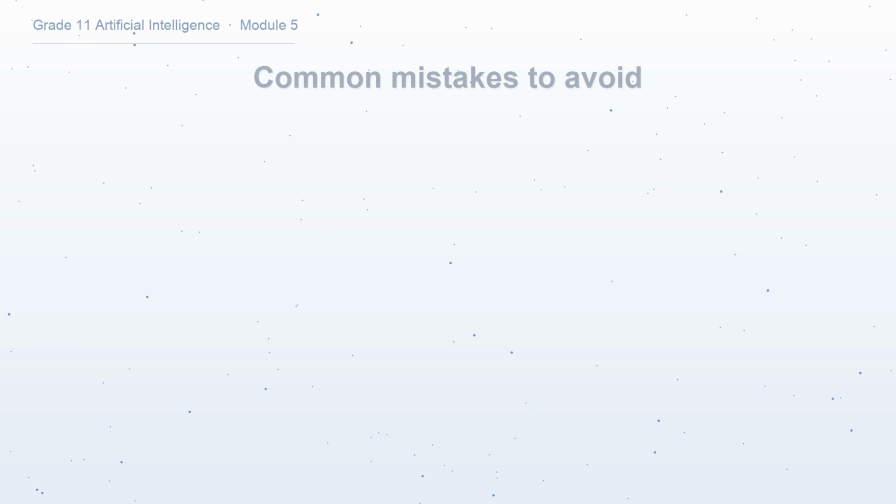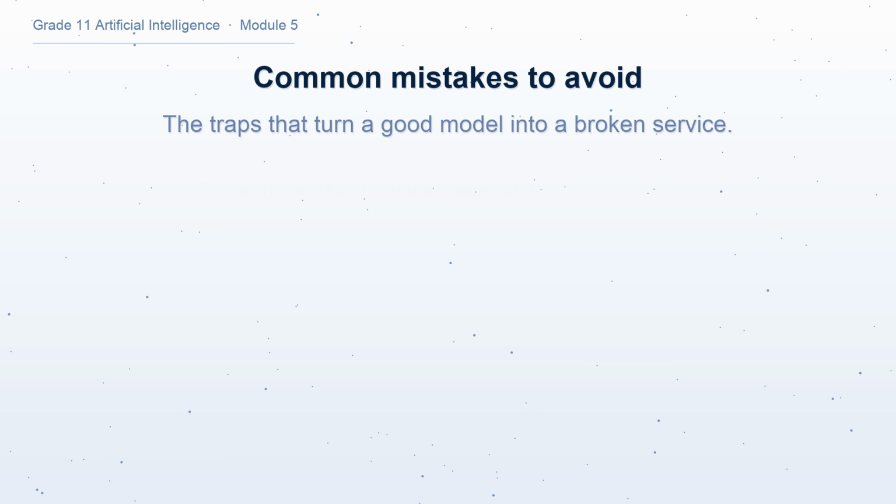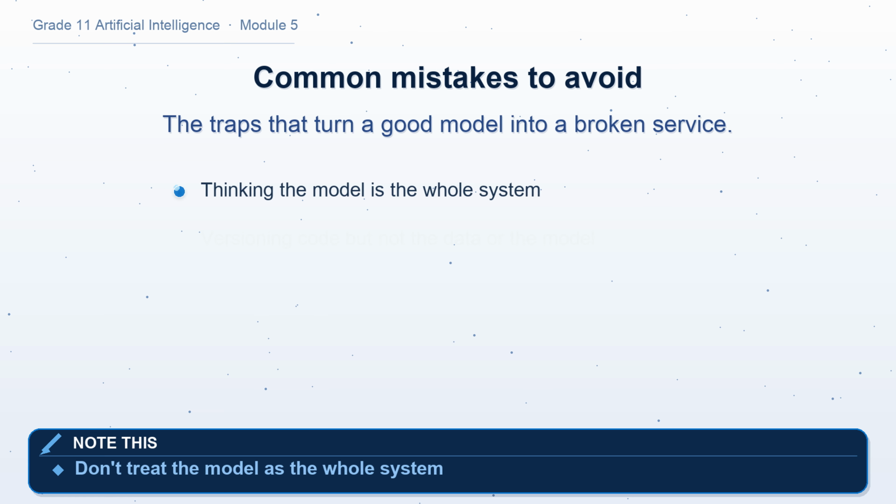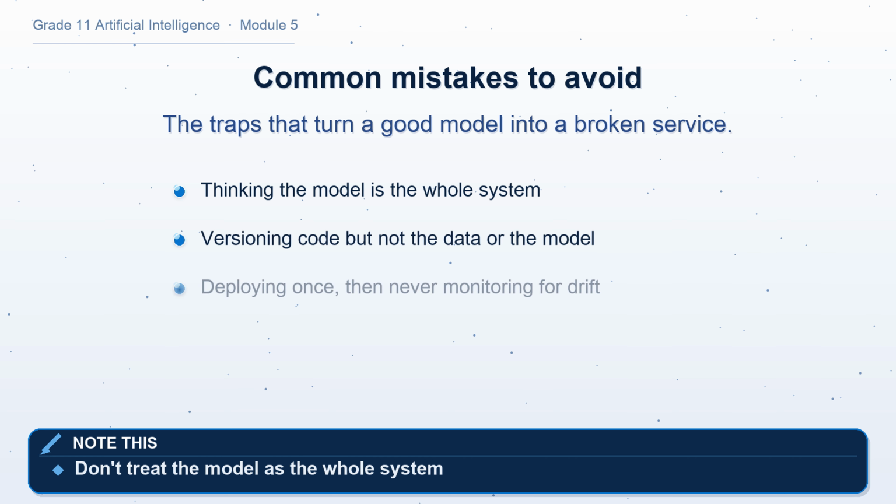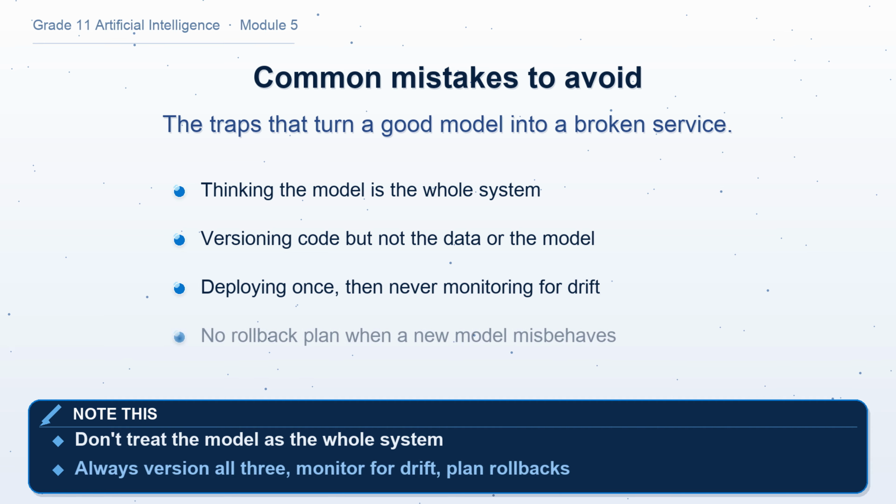A few traps catch almost every team, so let's name them. First, thinking the model is the whole system. It is the smallest part. The surrounding plumbing is the real work. Second, versioning the code but forgetting the data and the model, so the result can never be reproduced. Third, deploying once and then never monitoring, so drift goes unnoticed until users complain. And fourth, having no rollback plan, so a bad new model cannot be reversed quickly. Avoid these four, and your service stays trustworthy.